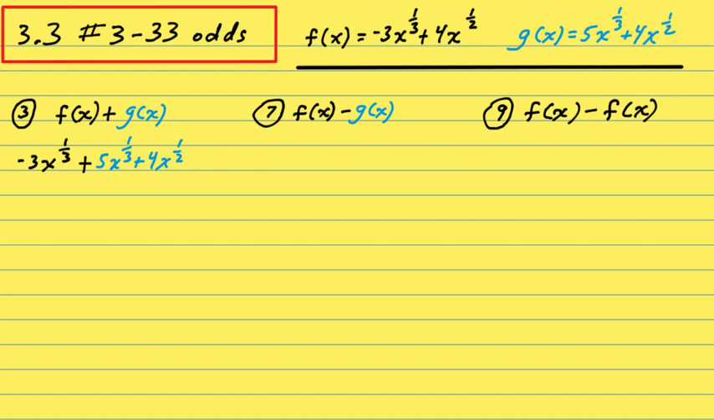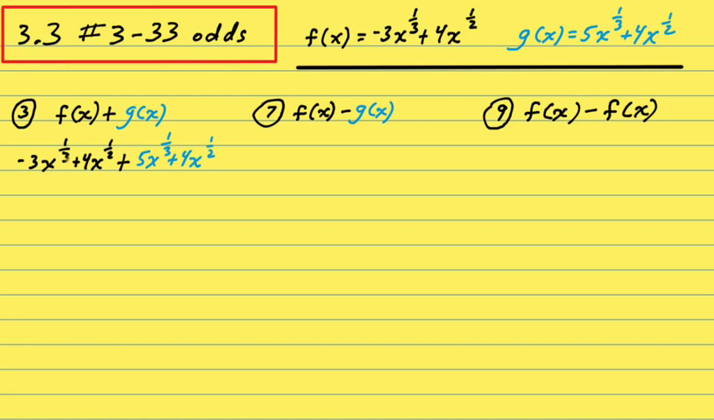Did I miss part of it? Part A, you're right. Or part of f. What is all of f? Plus 4x to the 1/2. Then you add g, and g is 5x to the 1/3 plus 4x to the 1/2.